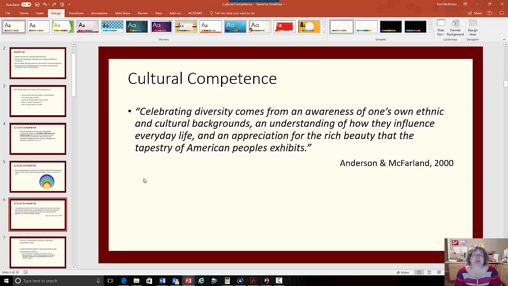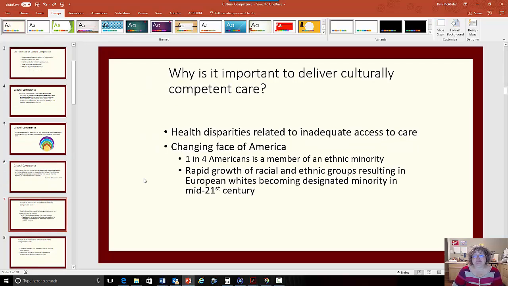So in order to celebrate diversity, according to this quote from Anderson and McFarland, you've also got to know your own culture and your own ethnic background and know how that influences you and what you do. Part of that is to help celebrate other cultures. It's also so that you know what kind of impact and influence that has on you and on how you view others and view the world.